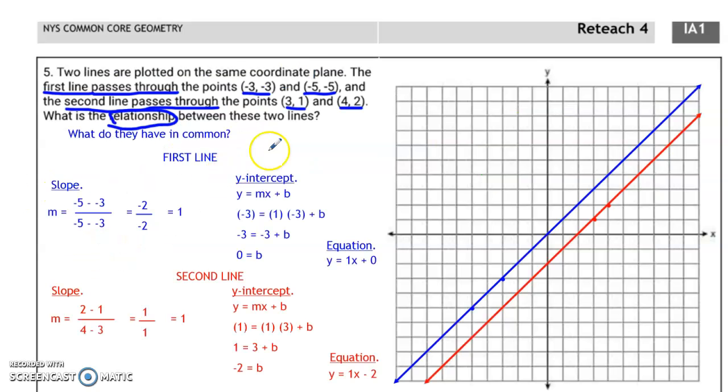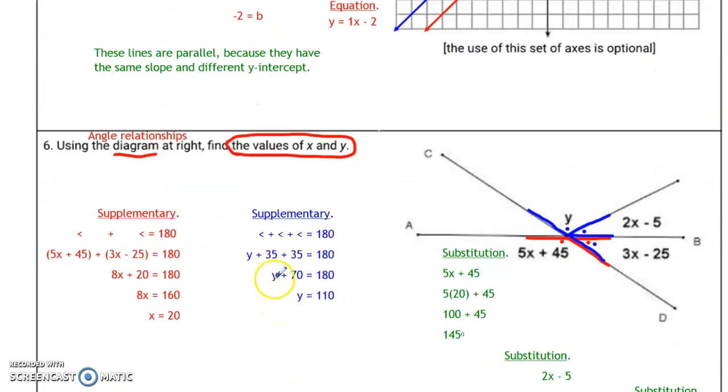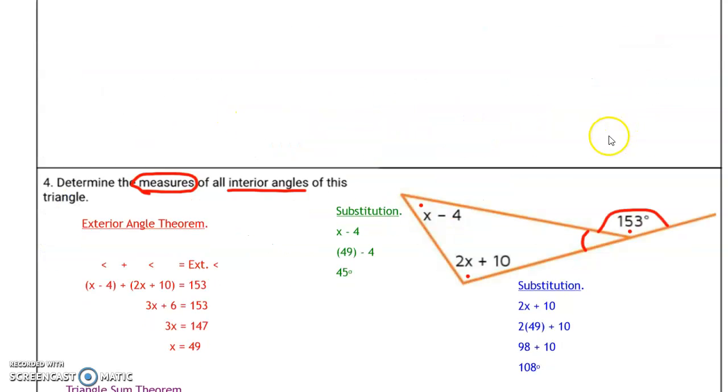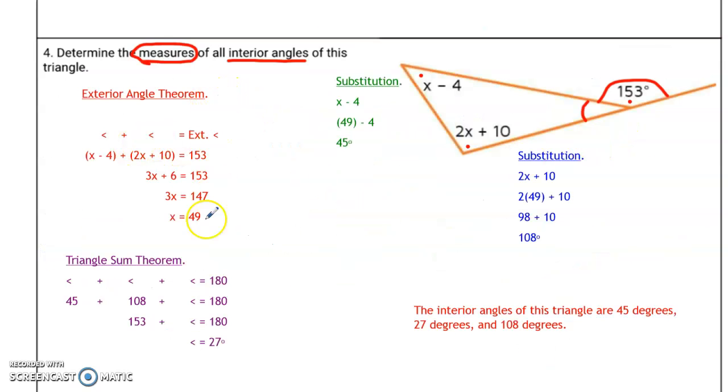So every time you answer a question, make sure you're giving justifications for your reasoning: supplementary, substitution. I also have justifications here: finding the slope, midpoint, y-intercept, and equation. I also have justifications here: exterior angle theorem, triangle sum theorem, and substitution, respectively.